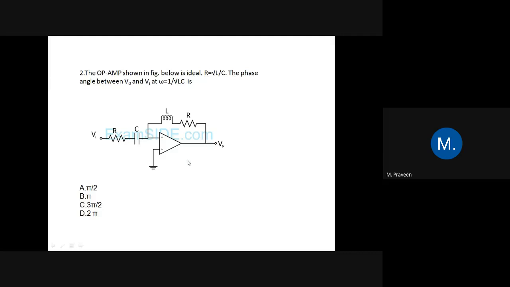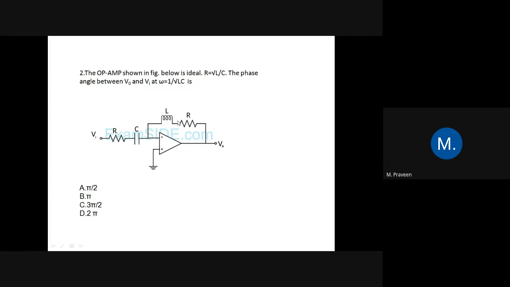What we have to do is first find V naught divided by VI. Before finding that, we have to see what the given circuit is. The given circuit is nothing but an inverting op-amp, since the non-inverting terminal is grounded and the input is only at the inverting terminal. So we know the formula for the inverting op-amp: V naught divided by VA is equal to minus RF divided by R1.